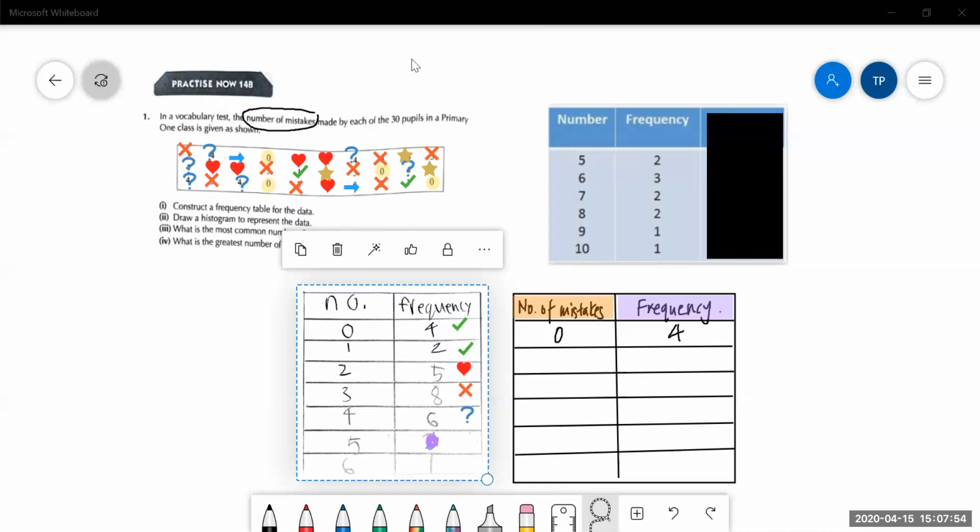Okay? Let me know when you're done with the corrections. Let me tell you, I'll teach you a method to check whether the frequencies are correct or not.